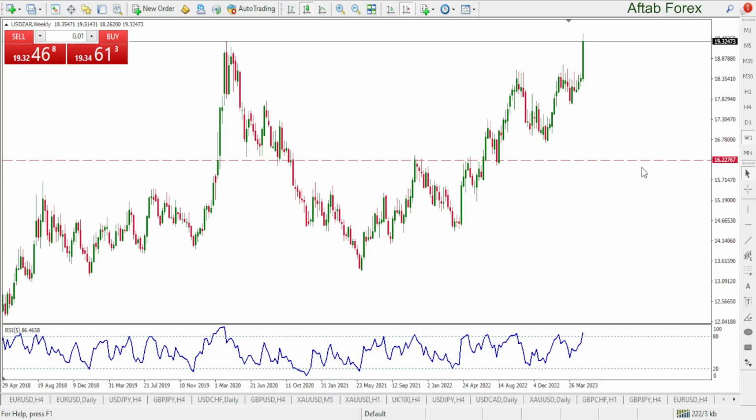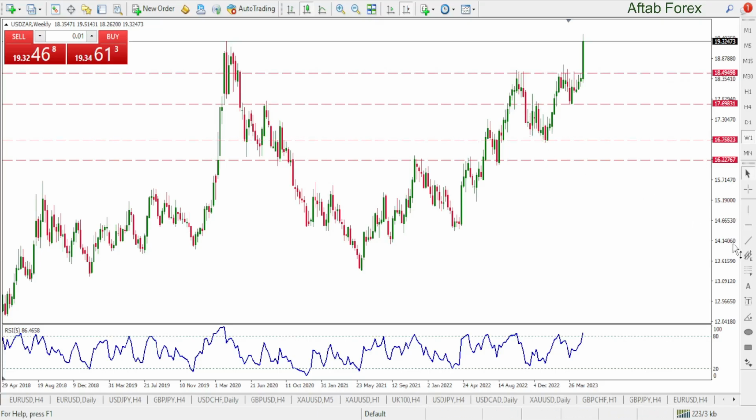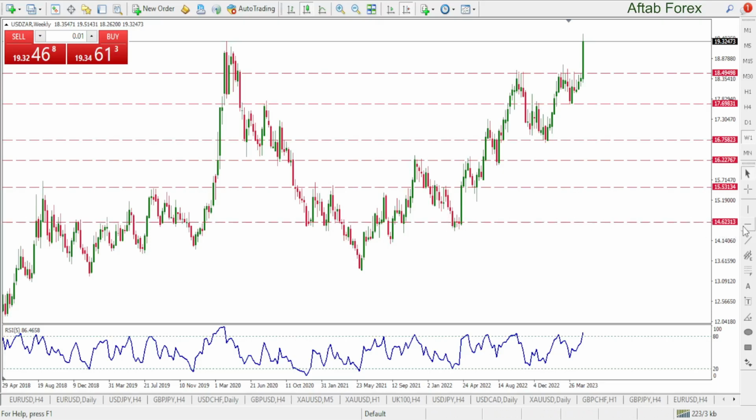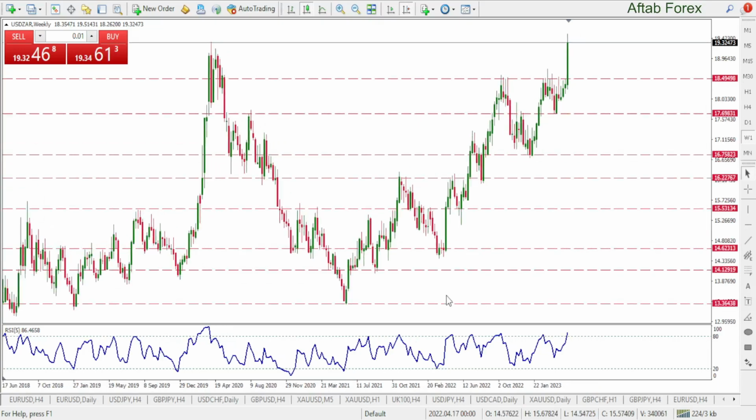So what are levels? Obviously these are levels, right? This is a level, even this is a level, and I'm on the weekly. Just imagine, this is a level, this is a level, this is a level. The more you draw, the more you confuse yourself. Stay with me, I will be discussing that.